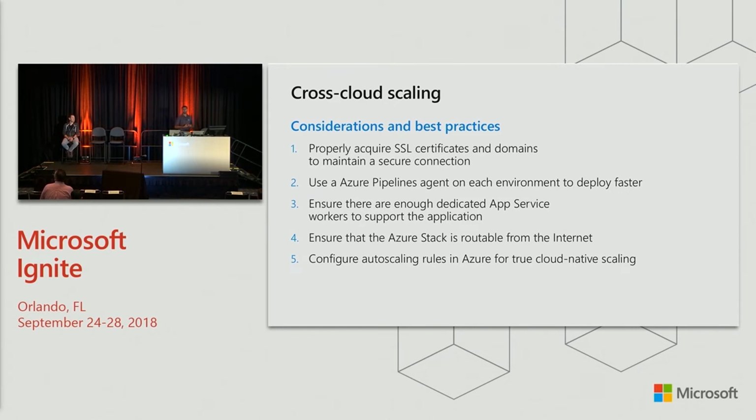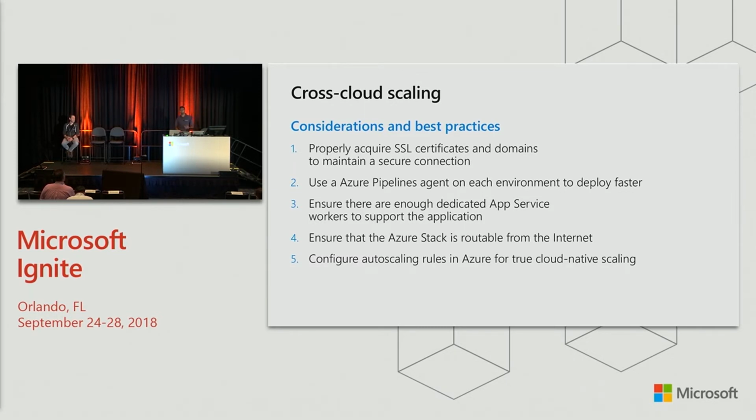So some considerations and best practices. We want to be using SSL and proper certificates and domains to maintain a secure connection. This is a bit harder than it sounds because you have to make sure everything lines up exactly. So make sure you do your research with your SSL certificate provider. Use an Azure Pipelines agent on each environment to deploy faster. And make sure that you have enough app service workers on the Azure Stack to support the increased traffic if you are hitting a peak load time.